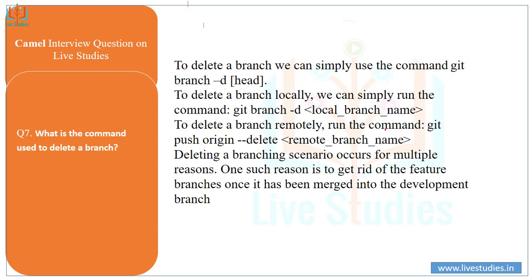To delete a branch locally, we can simply run the command git branch -D local branch name. To delete a branch remotely, we run the command git push origin --delete remote branch name. Deleting a branch scenario occurs for multiple reasons. One such reason is to get rid of the feature branches once they have been merged into the deployment branch.